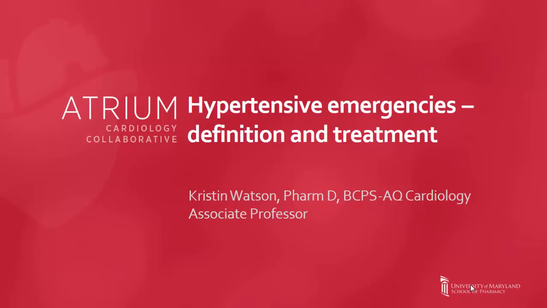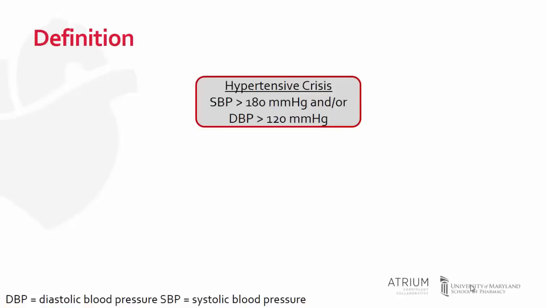This video is going to provide an overview of hypertensive emergencies, definition, and treatment. The definition of a hypertensive crisis is a systolic blood pressure greater than 180 millimeters of mercury and/or a diastolic blood pressure greater than 120 millimeters of mercury.